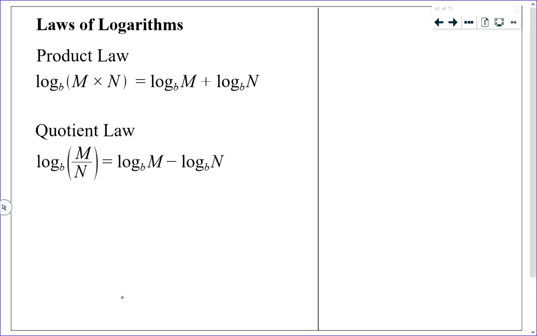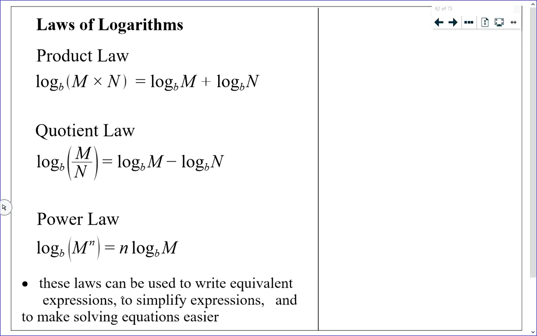The quotient law is a law for the logarithm of a quotient. Of course, the order of operations here is sensitive. The logarithm of m divided by n is the logarithm of m minus the logarithm of n. You have to subtract them in a particular order. And then, of course, the power law says that the logarithm of a power, something like m to the n, is equal to the exponent on the power multiplied by the logarithm of the base. And we use these for a number of situations.